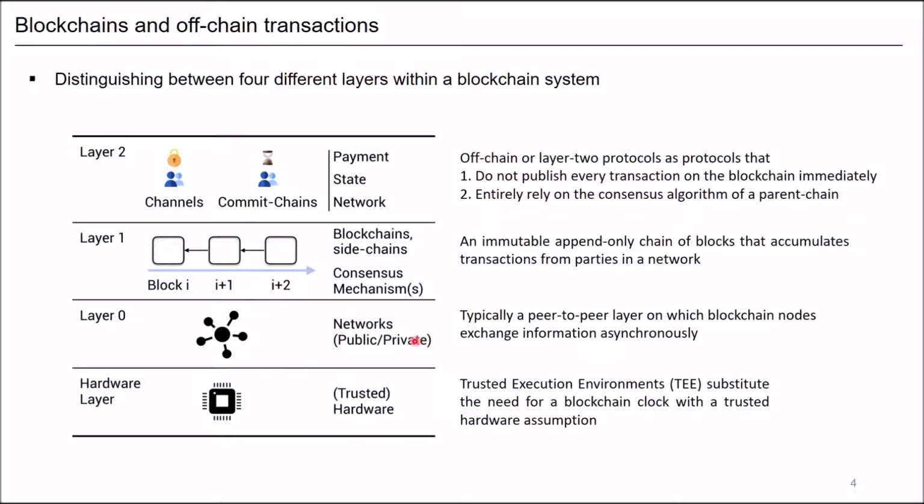The network layer, or layer 0, is typically a peer-to-peer layer on which blockchain nodes exchange information asynchronously. And layer 1 hosts an immutable append-only chain of blocks that accumulates transactions from parties in a network. Layer 2 protocols typically assume 2 properties from the blockchain layer: integrity, that only valid transactions are added to the ledger, and eventual synchronicity with an uptime bound, that a valid transaction is eventually added to the ledger before a critical timeout.